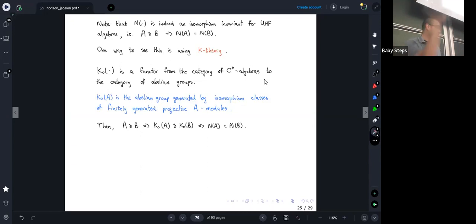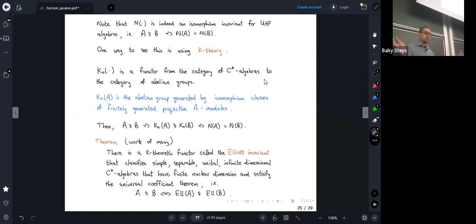Okay, as I said, you can show this supernatural number being an isomorphism invariant in elementary ways, but I wanted to mention this K0 just to describe to you this classification theorem for C*-algebras, of which Glimm's theorem is a very special case. So the theorem is, there is a functor called the Elliott invariant. It has its origins in K-theory and classifies a bunch of adjectives of C*-algebras: simple, separable, unital, infinite dimensional, finite nuclear dimension, and satisfying the universal coefficient theorem. It classifies in this sense: if the Elliott invariants are isomorphic, then the algebras are isomorphic.